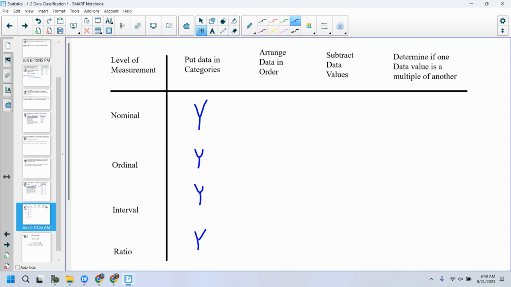Okay, but now if I jump to arrange the data in order, can I do that anymore with nominal? No, that's a characteristic that defines the ordinal level. I could still do that with the rest of the levels of measurement. If I classified something as a ratio level, I should still be able to arrange the data in order. If I took that ratio level table of home runs, could I order it from least to greatest? Yeah, of course I could. I could put that in order.